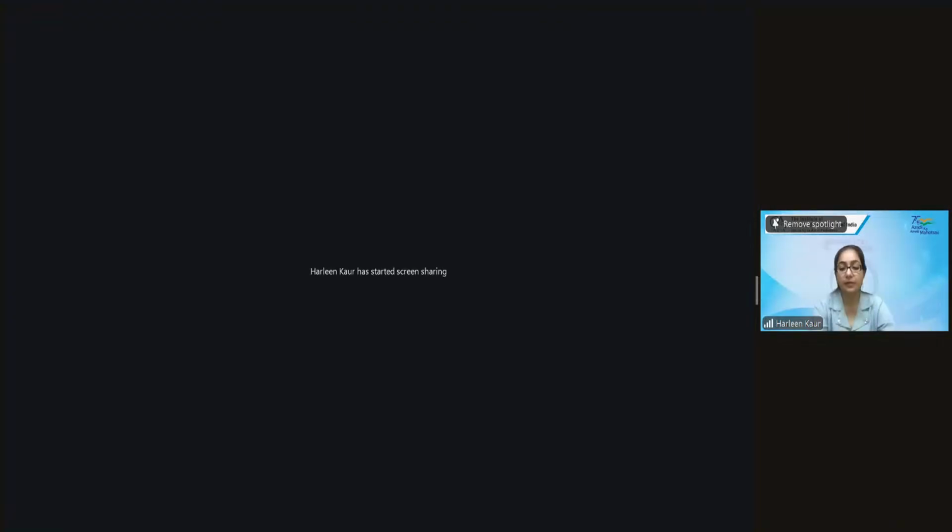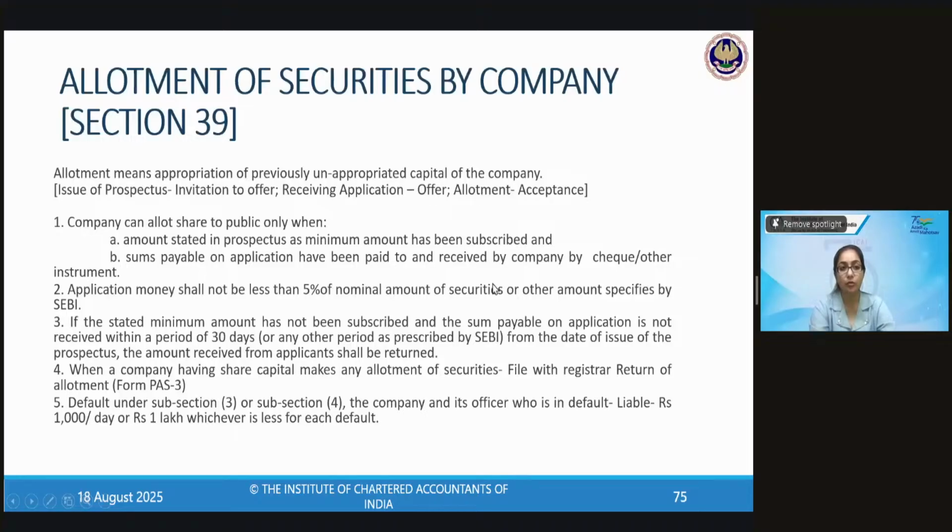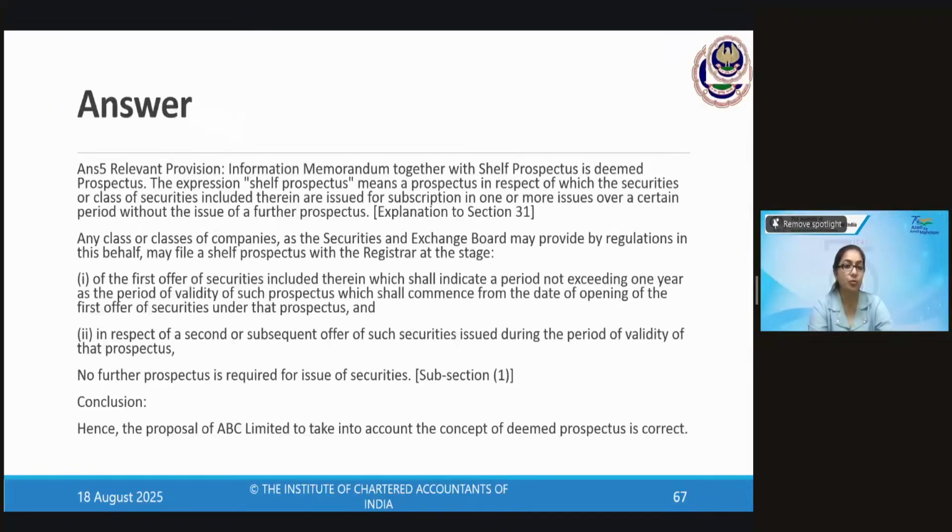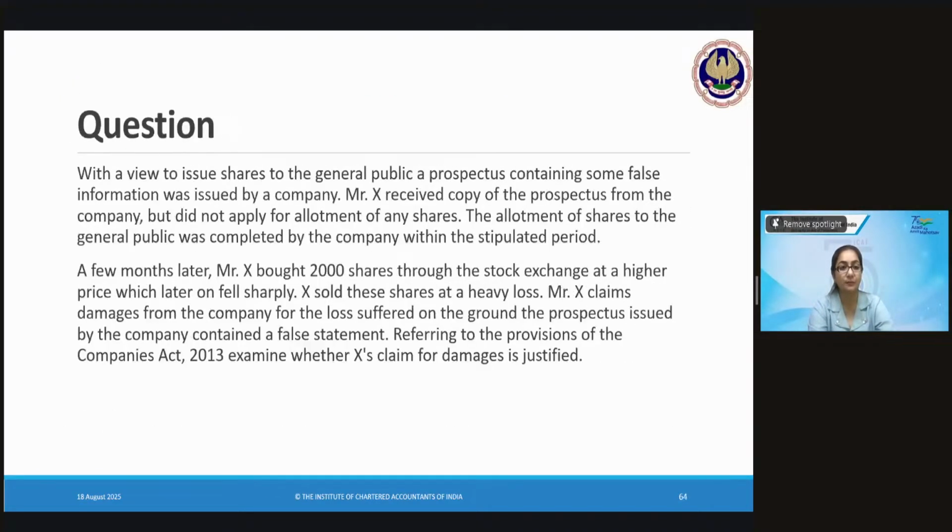Now we have completed Section 37 and Section 38 also. Before going to Section 39, let us do some important questions. With a view to issue shares to the general public, a prospectus containing some false information was issued by the company. Mr. X received a copy of the prospectus from the company but did not apply for the allotment of shares. The allotment of shares to the general public was completed.